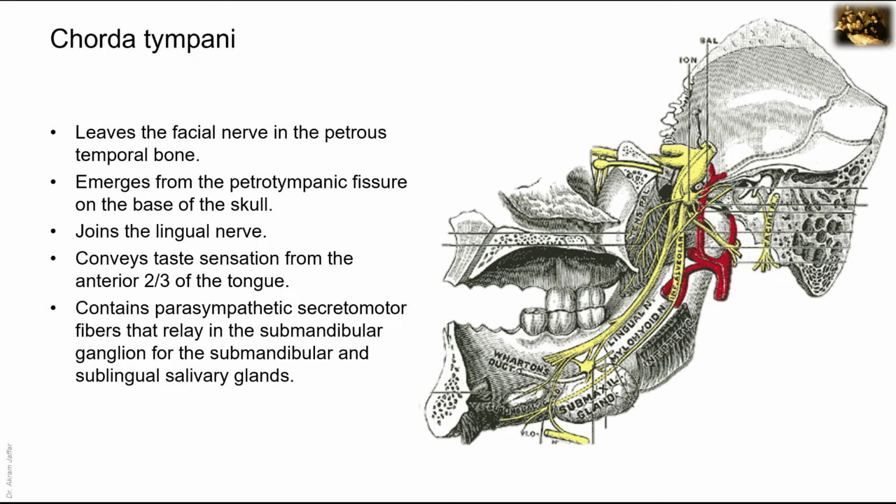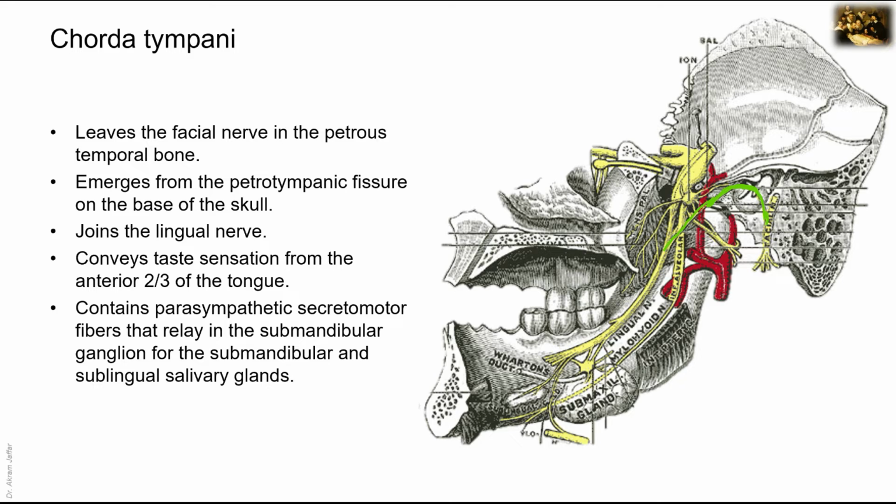Look at this diagram here. The facial nerve, before it leaves the stylomastoid foramen, is located in the petrous part of the temporal bone, and it provides this branch that passes through the middle ear and is related to the tympanic membrane, hence it is called the chorda tympani. Then it leaves the middle ear through the petrotympanic fissure, which is located in the roof of the infratemporal fossa, and then it joins the lingual nerve.